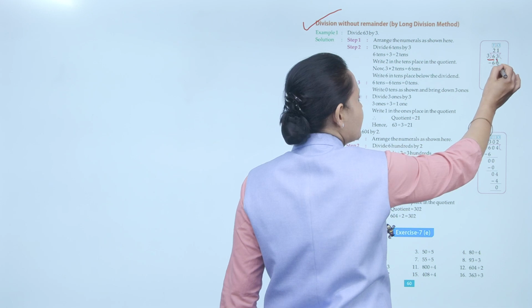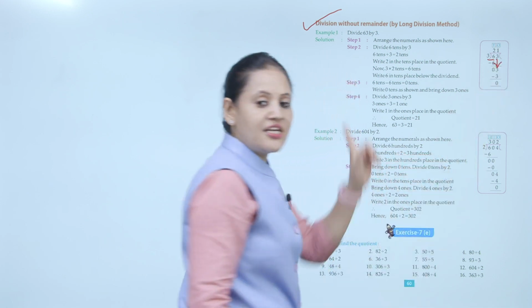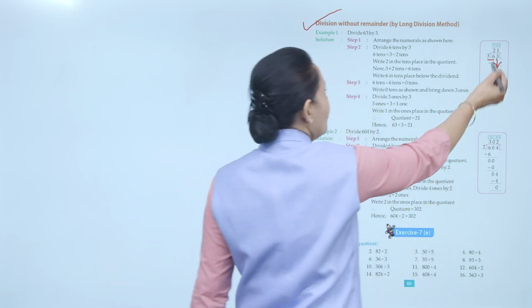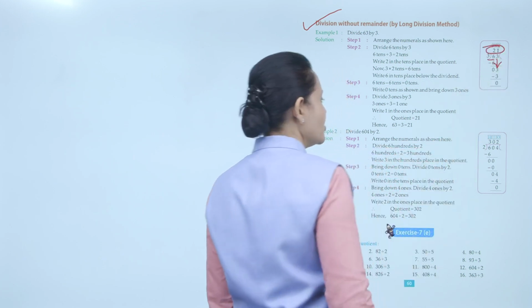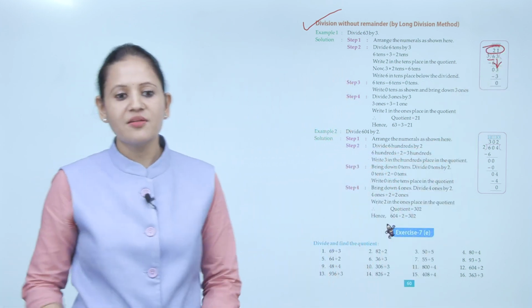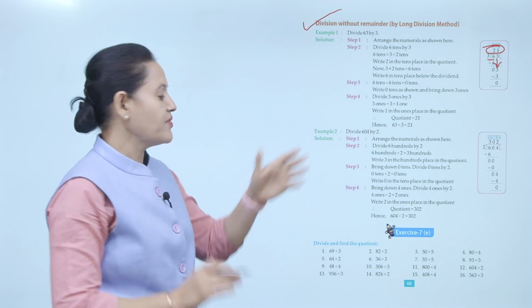Next, note down the next number, that is 3. 3 1s are 3. So 1 यहाँ पे लिख देंगे, subtract करेंगे 0. So 21 is our quotient and 0 is our remainder. Clear? So this way we will divide.